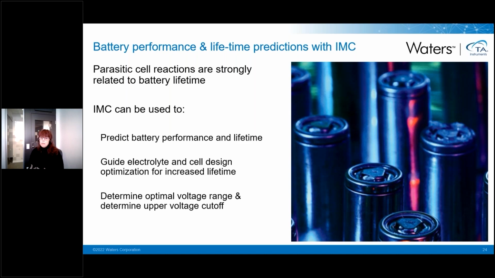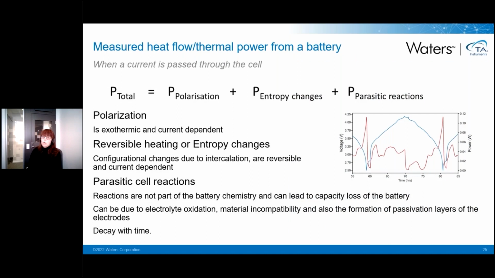We can use IMC as a guide or help to choose what electrolyte design you should have and how to optimize that for increased lifetime. It could also be used to determine optimal voltage ranges and determine the voltage cutoff. So how do we measure this? When we measure the heat flow or the thermal power from a battery when a current is passed through the cell, we are measuring, as I mentioned, the whole reaction that goes on in the battery.